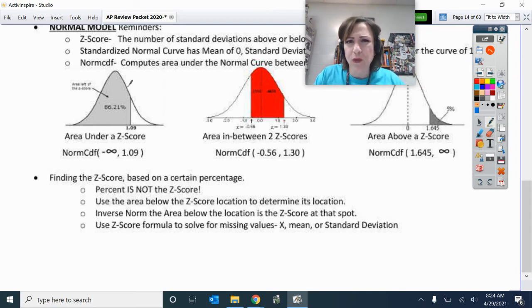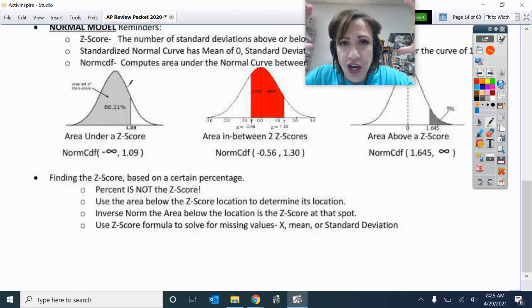Now, just again, one word of caution, which I hope we get by now. If they say percentile, then that's the area below. So if they say, what is the grade for the 80th percentile, then you would want to find the z-score at the 80th percentile. So you inverse norm the area below to get the z at that spot. So percentile is area below.